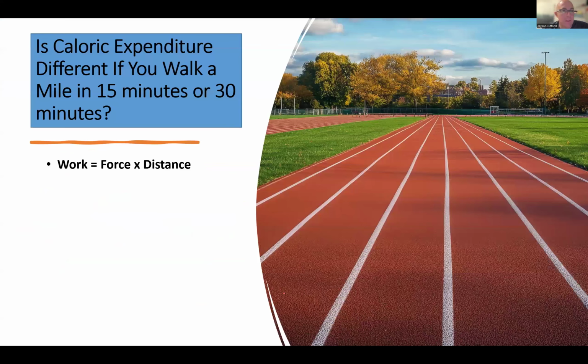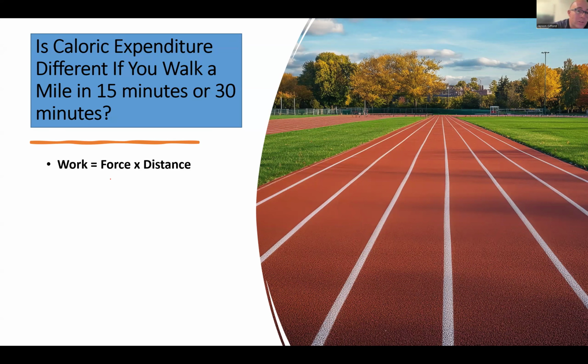Now, let's talk about another scenario. Let's say that on one day you walk around a track in 15 minutes, and another day you're feeling a little tired, maybe a little lazier, and you walk around the track more slowly in 30 minutes. Does it make a difference in how many calories you burn or how much work is performed? One day you go twice as fast as the other. It certainly feels harder, your heart's pumping faster, but is the total work or the total caloric expenditure different?